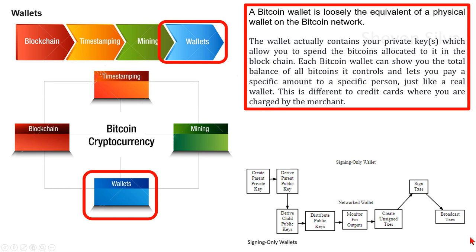Here you can see create parent private key is connected to derive parent public key. Here you can see the network wallet area. Derived parent public key is connected to derived child public keys, and derived child public keys is connected to distribute public keys, and distribute public keys is connected to monitor for outputs. Monitor for outputs is connected to create unsigned transactions. Create unsigned transactions is connected to sign transactions. Sign transactions is connected to broadcast transactions.